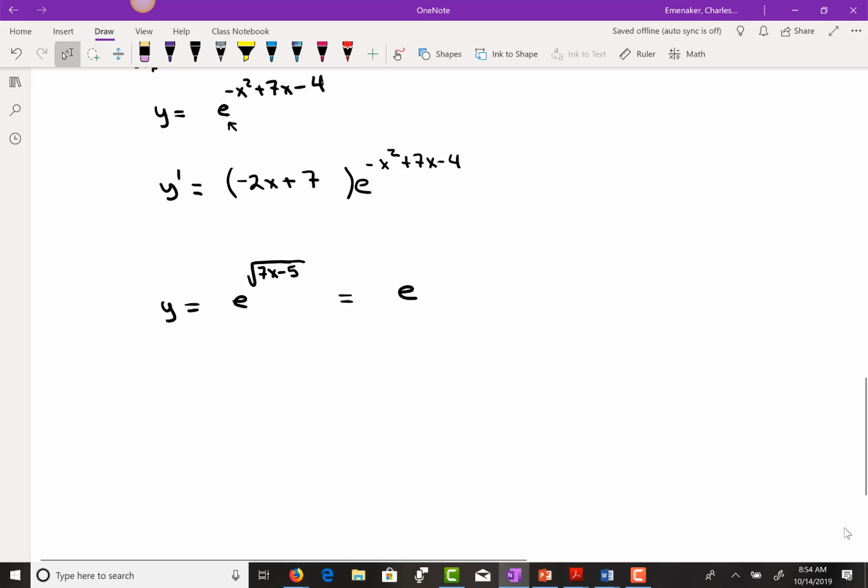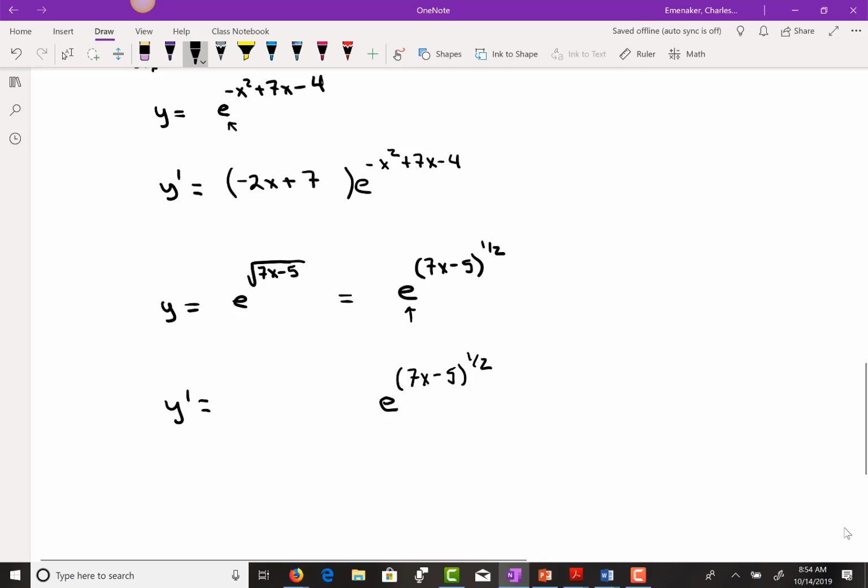This is the same thing as e raised to the 7x minus 5 to the, because it's a square root, the 1/2 power. The derivative, part of the answer is going to be, well, when you take the derivative of e, what do you get? E. So we're going to get back this e, and the stuff inside of it is unchanged. Does that make sense? That's part of it. It's not all of it, but it's part of it. Now, what we need to do is take the derivative of what's in the exponent. To take the derivative of what's in the exponent, it's going to be a chain rule itself, isn't it?